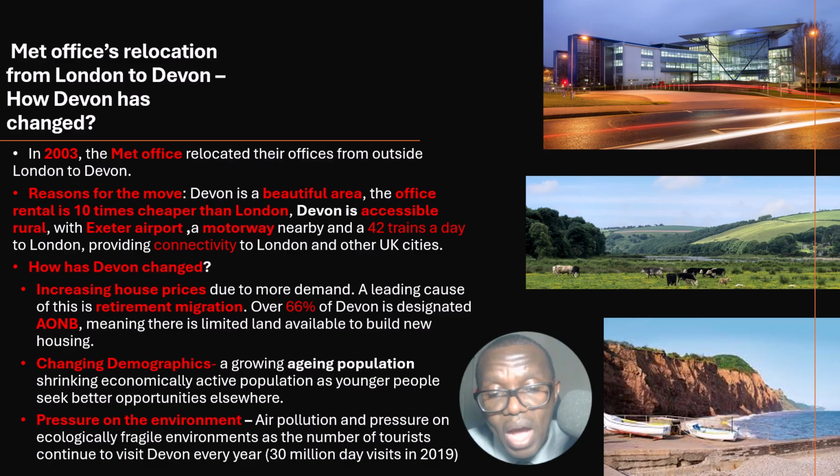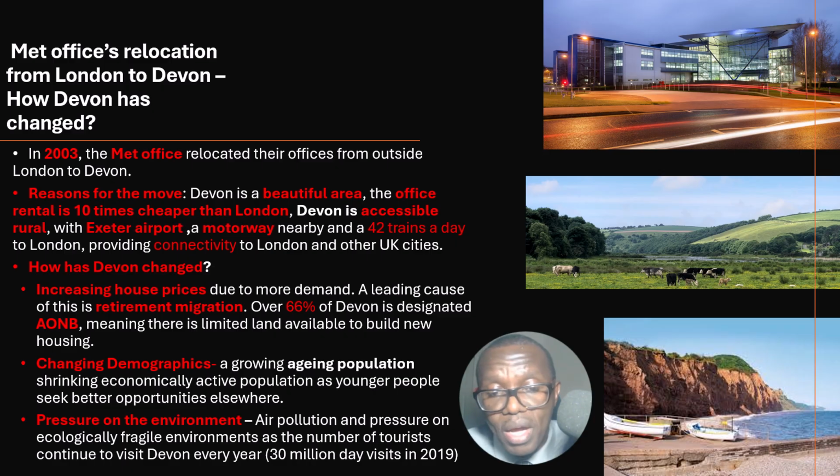And also, over 66% of Devon is designated as an area of outstanding natural beauty. So this means that there will be limited land available to build new houses. So that shortage of land to build houses means that the demand for housing will be higher, and that will in turn increase the house prices. Then we have another change that has taken place in Devon, and that is changing demographics.